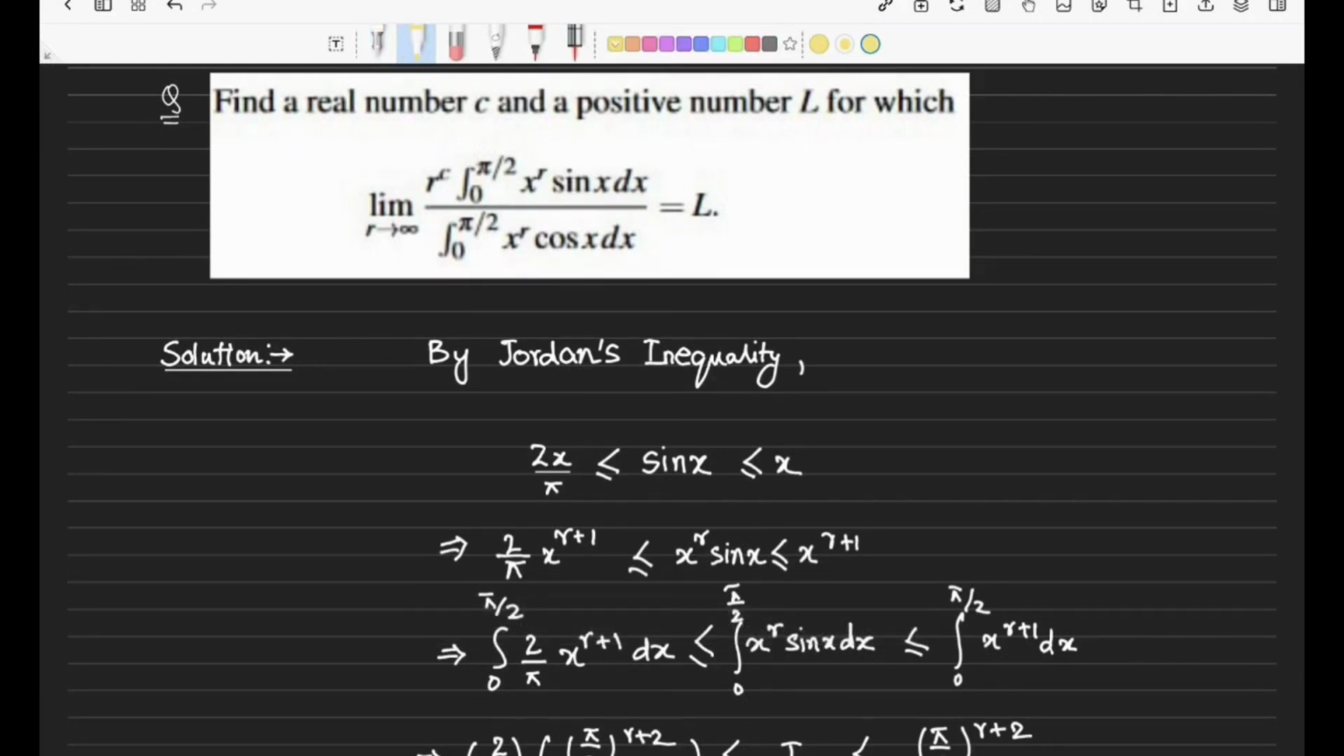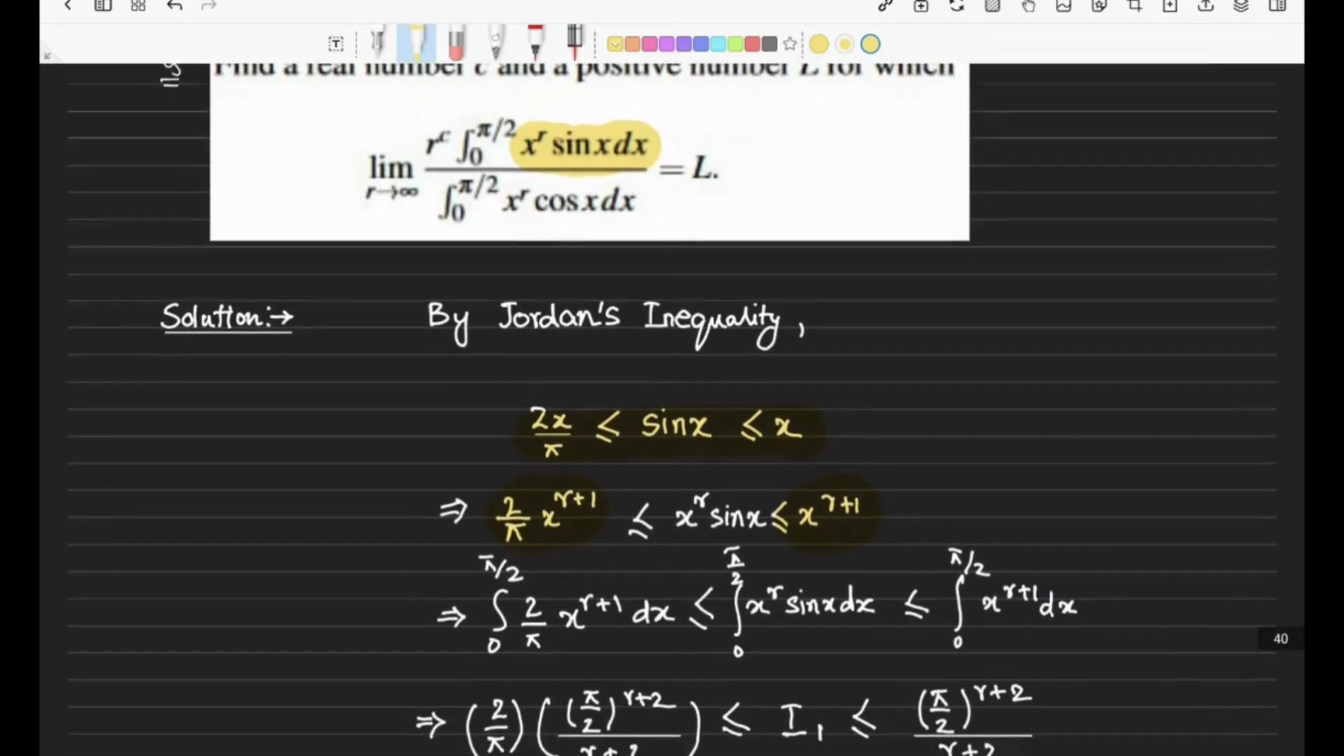So first, by the help of the Jordan's inequality, we tried to evaluate this term right here by multiplying x to the power r on both sides. So this term right here ends up as 2 by pi into x to the power r plus 1, and the term on the right hand side ends up as x to the power of r plus 1. This is just basic mathematics.